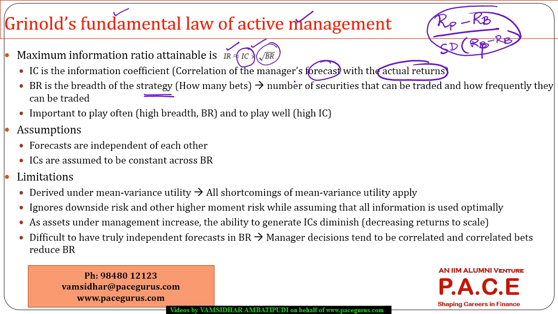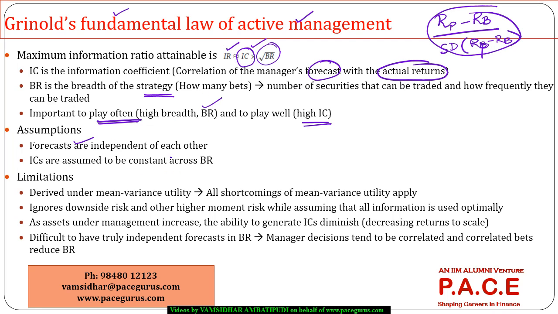The maximum information ratio that can be attained is the product of the information coefficient, which is a measure of the forecasting accuracy of the portfolio manager, and the square root of the number of trades that he has bet on. So it's always better to play more and more often, more number of trades, so increase the breadth, the BR, and if the correlation between the manager's forecasts and the actuals is higher, overall the information ratio also is going to be higher.